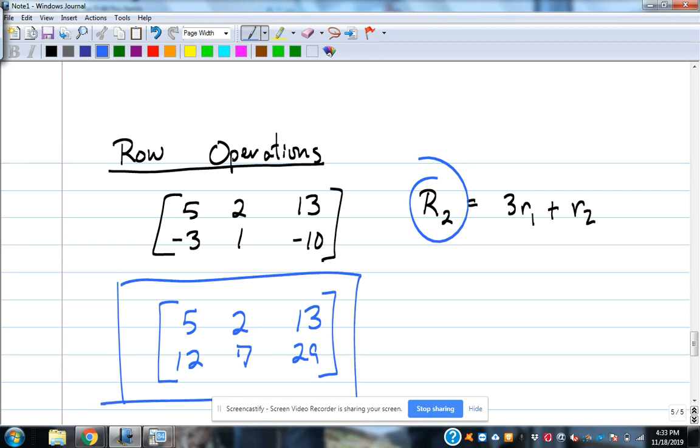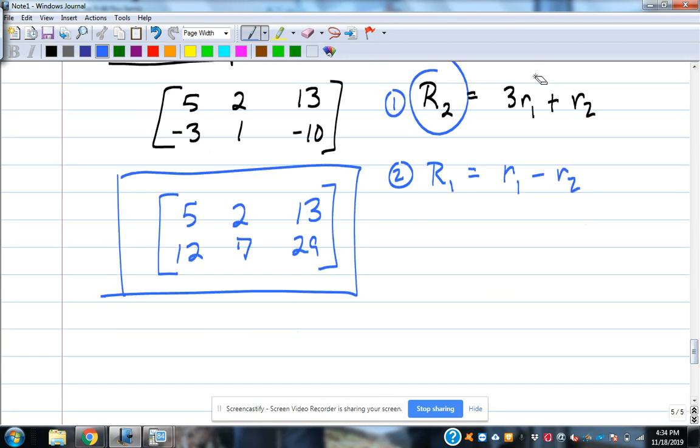You're just following instructions. If they gave you a list of row operations and they said number 1 is this, number 2 is row 1 is equal to row 1 minus row 2, then you would do that first step, and then the next thing you would do is follow that instruction. So I'm starting from this one. Okay, so that is the answer to this.